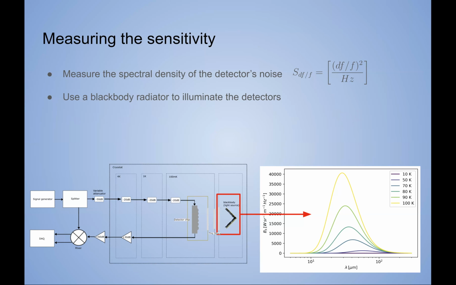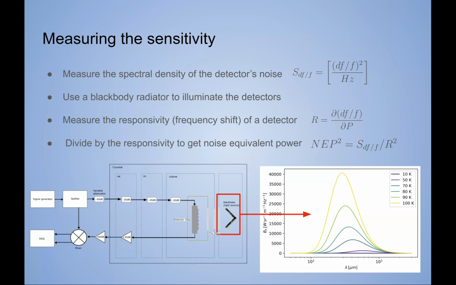There's more calculation that goes into it than this. You have to make sure you get the conductivities and heat capacities right. But the basic idea is you just heat a chunk of metal up that has good absorption, and it'll have the spectrum roughly. Yeah, and you change the temperature of the black body, measure the frequency shift, and then once you've measured that, it's as simple as just dividing this S dF over F, the spectral density of frequency fluctuations, by the responsivity, and you end up with the noise equivalent power.